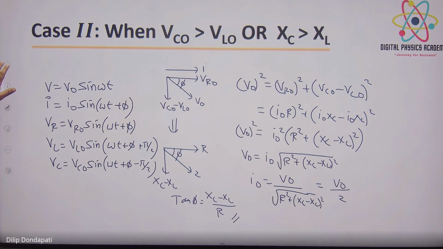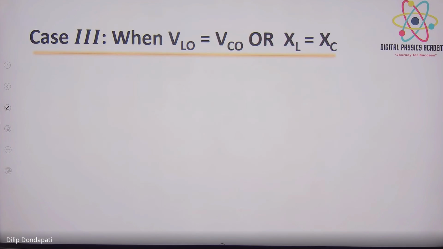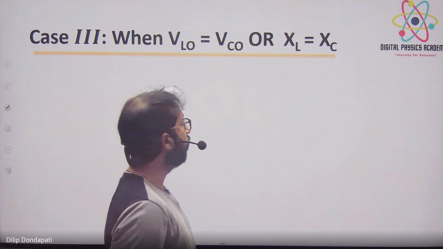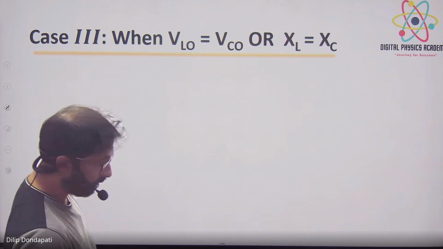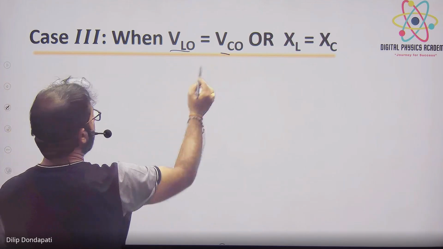Now last case. Okay, when VL naught is equal to VC naught. VL naught is equal to VC naught means XL equal to XC. So क्या होगा? ऊपर नीचे कैंसिल हो जाएगा. VL naught, VC naught will be cancelled. This one we studied.